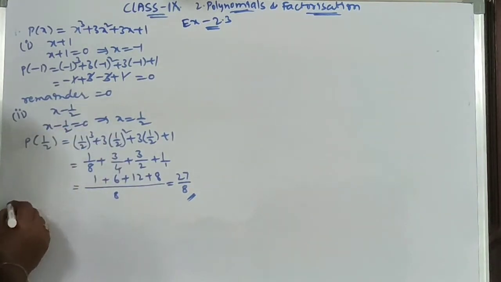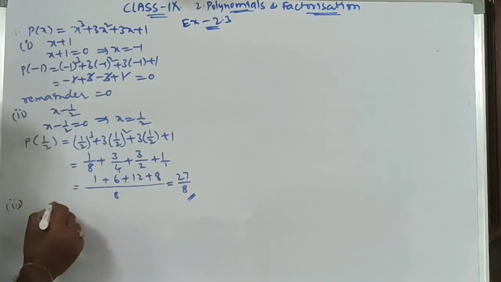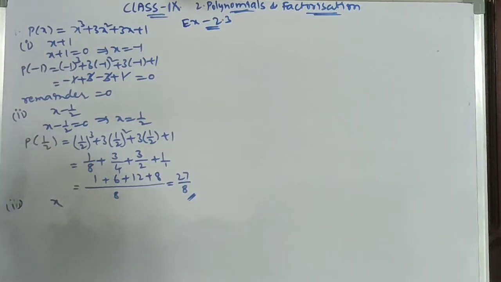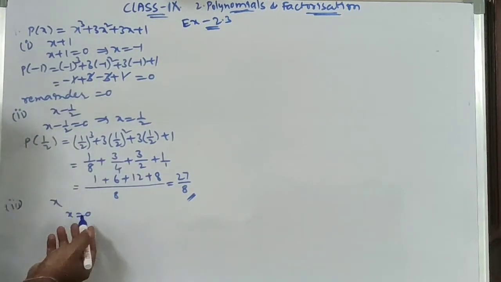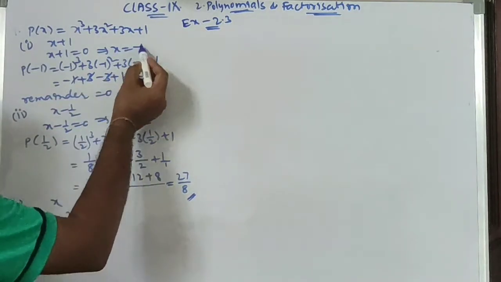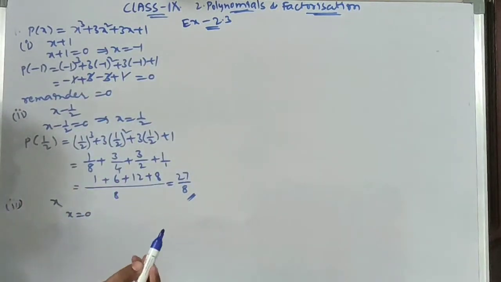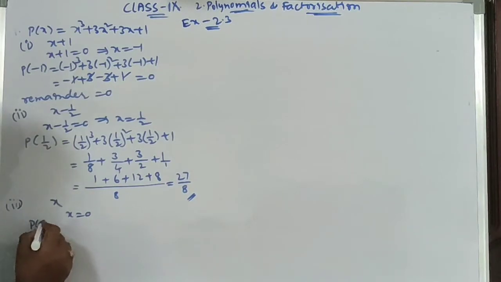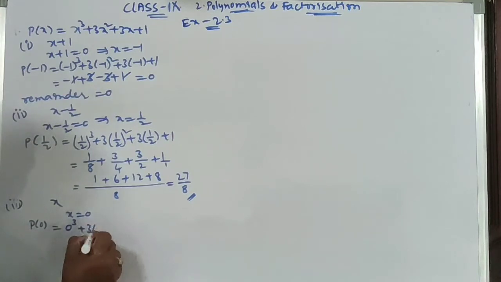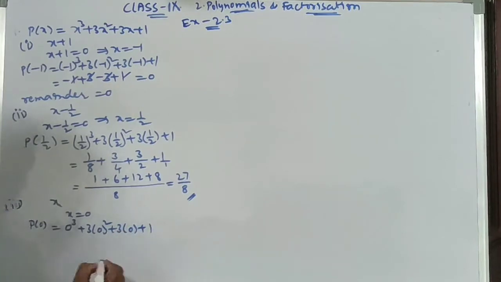Next, third one, x. Simply we are dividing with x, so make x equal to 0. Here x equal to minus 1, here x equal to 1 by 2, here x equal to 0. P of 0 equal to, replace x with 0: 0 cube plus 3 into 0 square plus 3 into 0 plus 1. So 0 plus 0, 0 into something is 0. This is 0 plus 1, overall 1. 1 is the remainder.